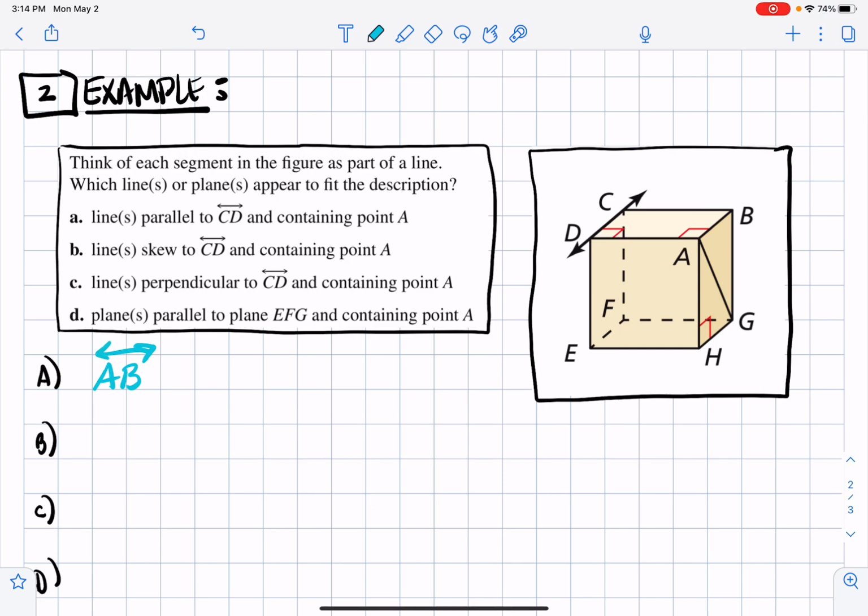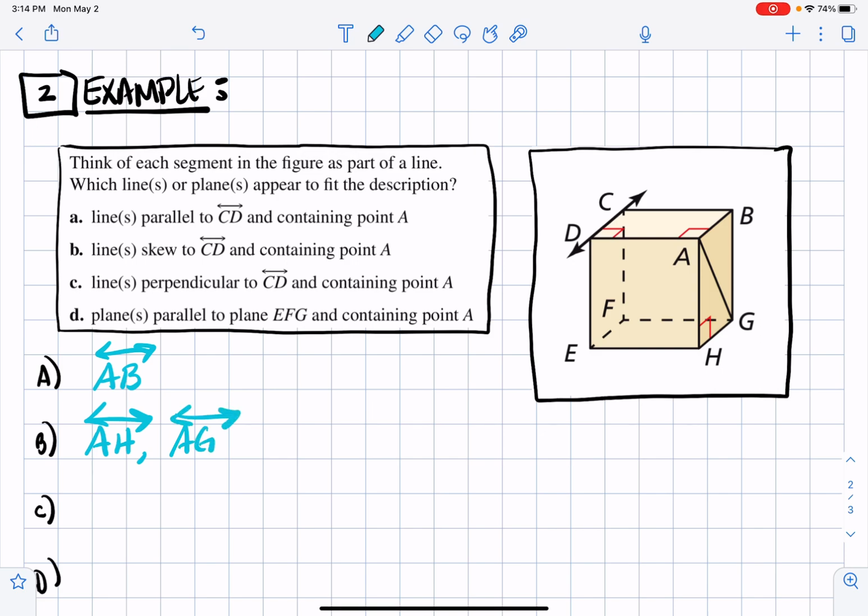Okay, just like that. B says a skew line to CD that contains the point A. So again, here is line CD, and here's point A, and it has to be skew. So there's a couple of different options that you could have. You could do this line here, because that would go on forever, and those would never intersect. Or you could do this line here, because that would go through A, and that would never intersect that as well. So for those ones, you can either say AH, which is what we mentioned before, or you could say AG.